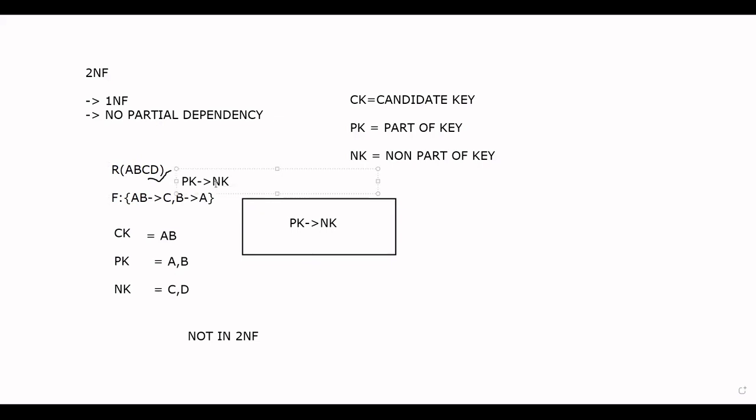Why? Because now it will become what? PK to PK. And PK to NK should not be present. PK to PK can be present. So this table is in 2NF. Now we can say that it is a right.